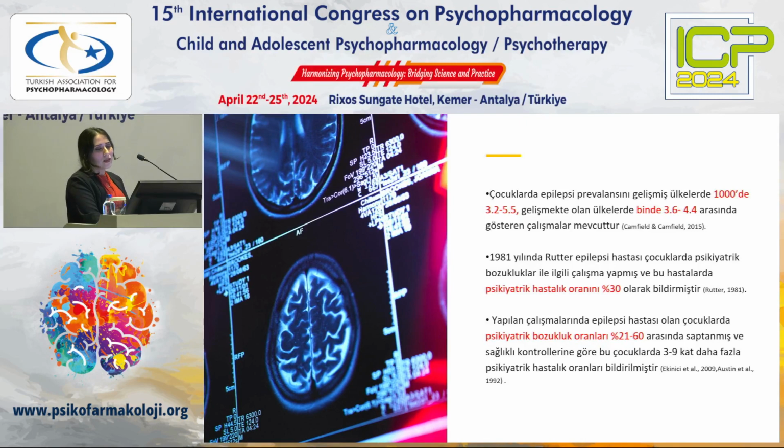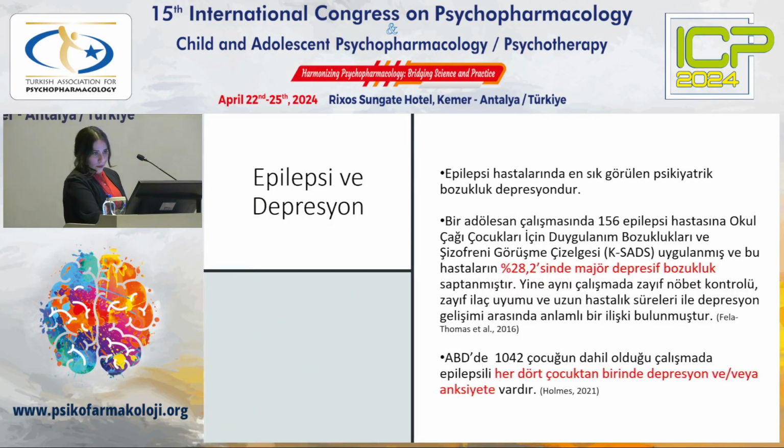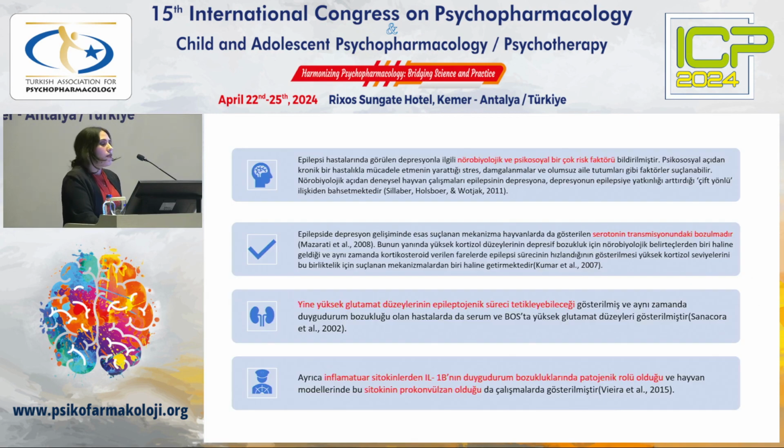In 1981, Rutter reported that the psychiatric disorder rate among children with epilepsy was around 30%, and also psychiatric disorders were around 21 to 60% among the children with epilepsy. And the most frequently seen psychiatric disorder is depression. In an adolescent study, 156 epilepsy patients were applied a K-SADS interview, and major depressive disorder was found in 28% of them. And depression was found to be correlated with weak treatment compliance. In another study made in the US, depression or anxiety was found in 1 out of 4 children.